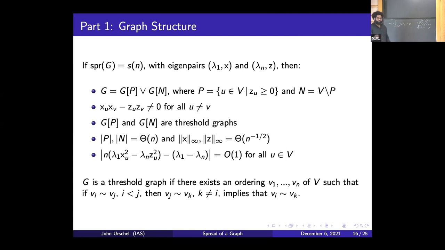And so it's fairly straightforward that if this is maximal, if this is actually achieved by the spread of my graph, then adding edges or deleting edges shouldn't increase this quantity. So let's say that x_i x_j minus z_i z_j is positive, then you should have an edge, because if you don't, then you're not maximizing this quantity. If this is negative, then this should tell you that you don't have an edge here.